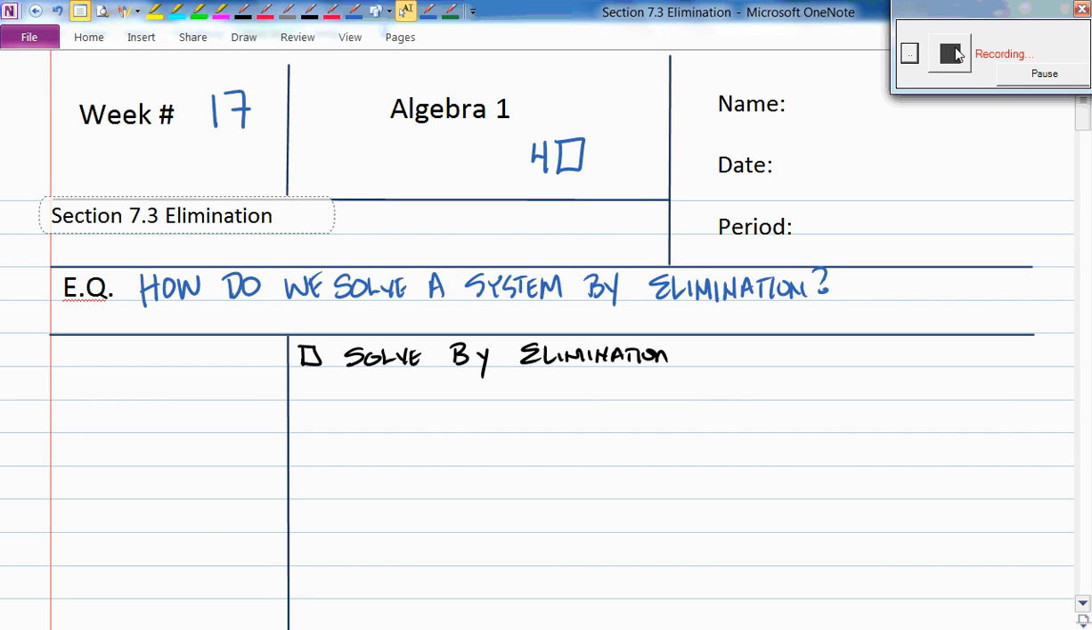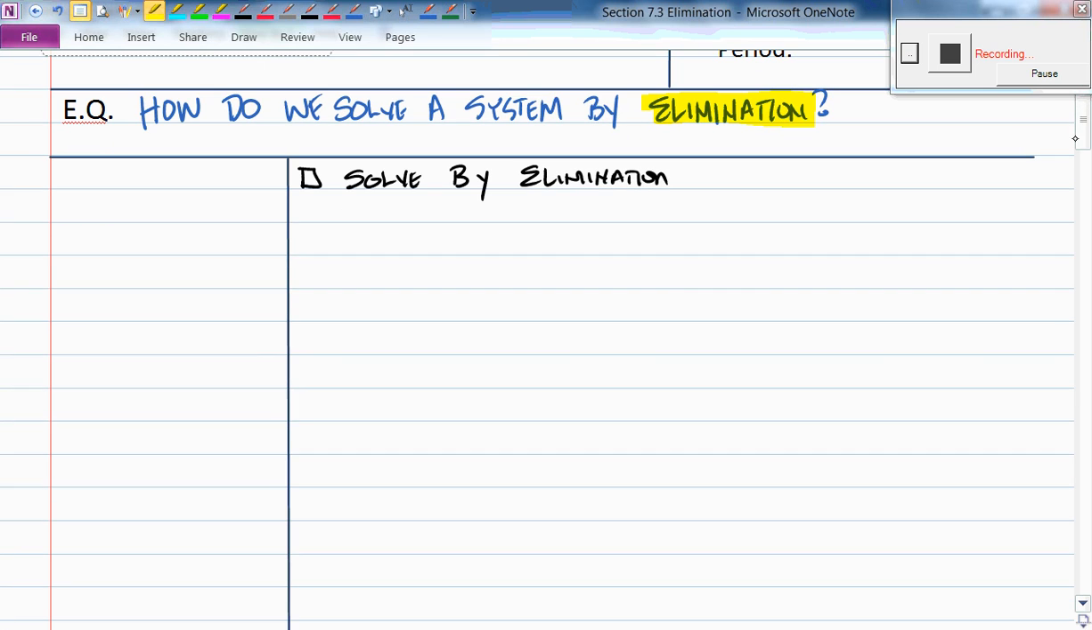Today is the third and final way that we're going to learn how to solve systems. And that way is by this word right here. The word is called elimination. So we're going to be eliminating one of the variables to get the other one. And this is actually my favorite way to solve systems of equations. So we're going to start off with a couple of examples, and then I'm going to ask you for the process.